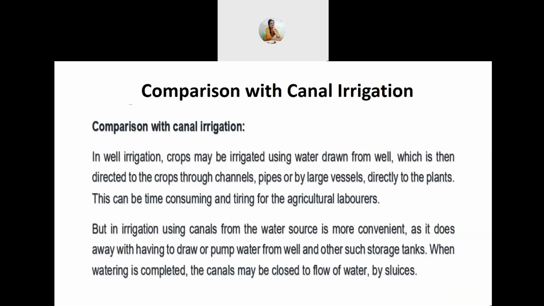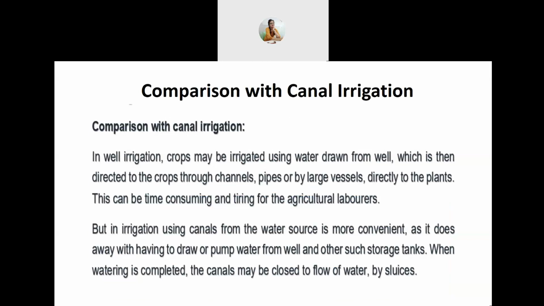Next, comparison with canal irrigation. In well irrigation, crops may be irrigated using water drawn from the well, which is very obvious, and which is then directed to the crops through channels, pipes, or by large vessels, directly to the plants. This can be time-consuming and tiring for the agricultural laborers.